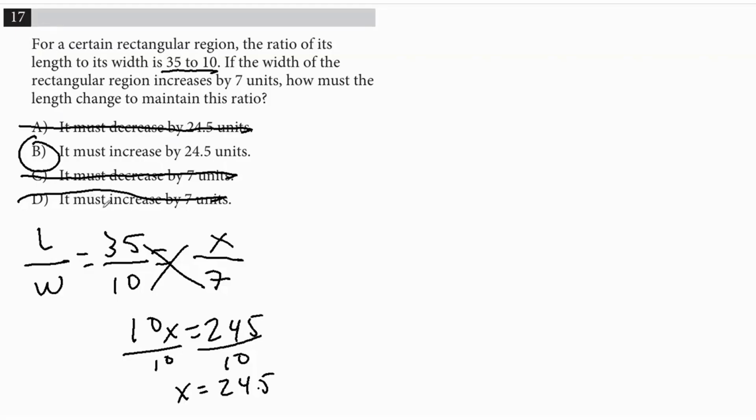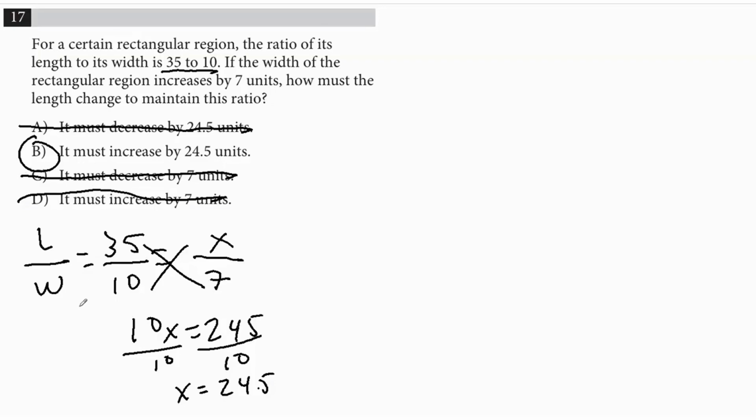And then also it's a pretty simple proportion problem. So therefore, X equals 24.5. That's how much it's going to increase by. So this is fairly straightforward. As long as you know proportions and also just a bit of logic, going like, well, it's not going to decrease. So that eliminates 2 answers.